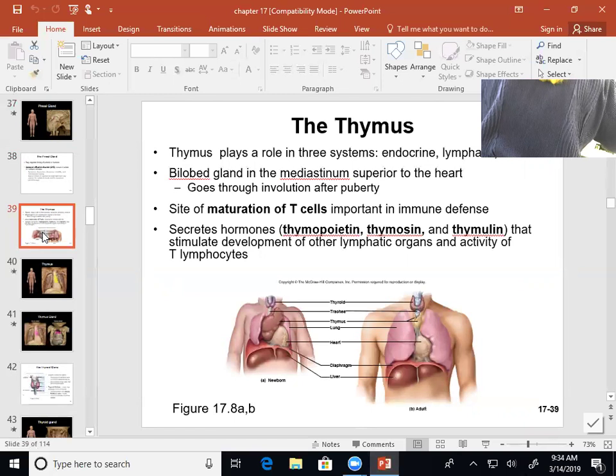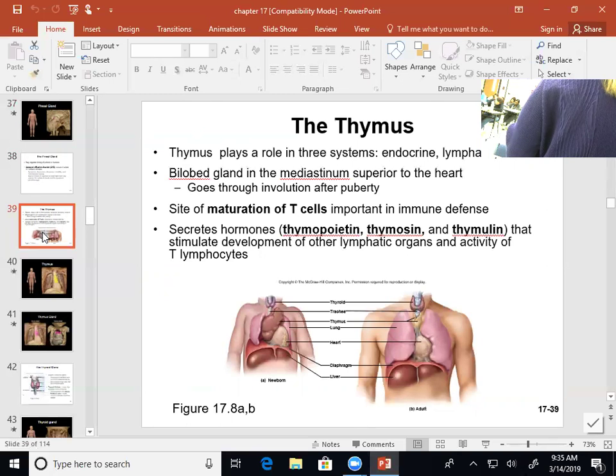So when you are really little, everything's new, isn't it? Your thymus is having to do a lot of work because everything's new. Everything in your ecosystem is new and foreign, right? And the thymus is amazing. Let me tell you what it secretes, and your book's going to name a few, but I want you to know them. They're called thymosins.